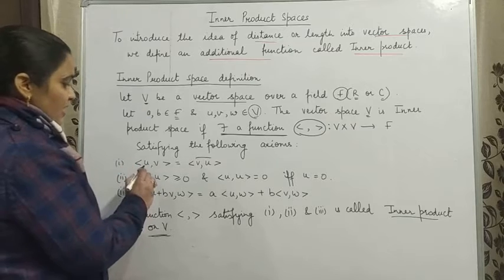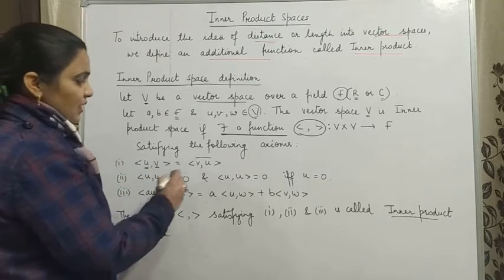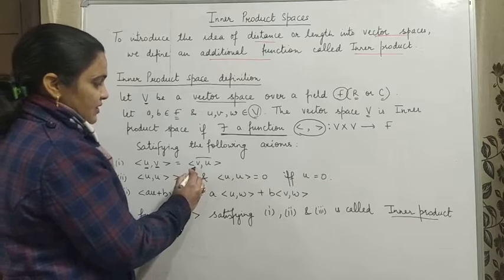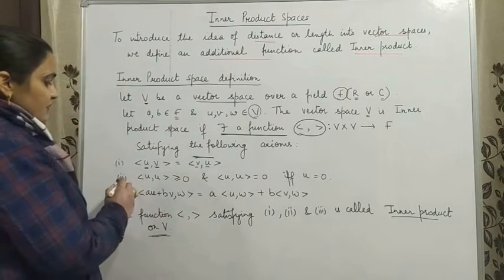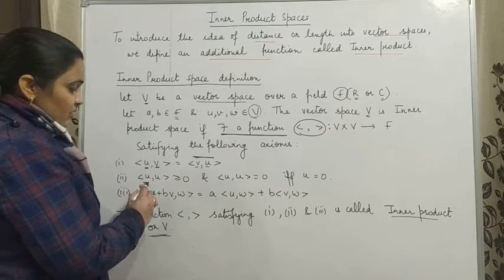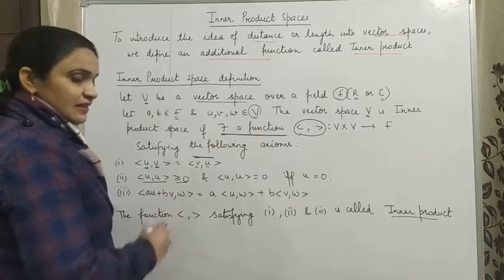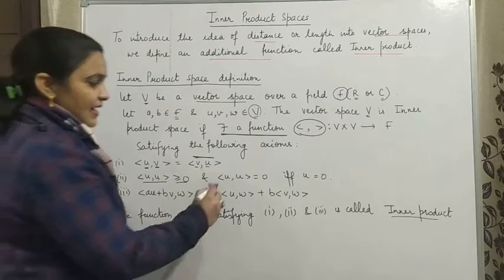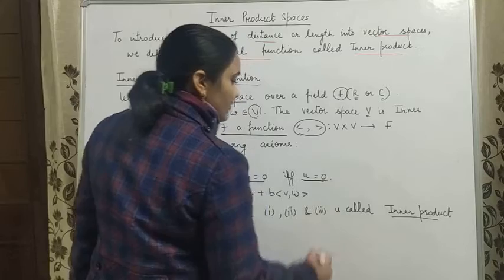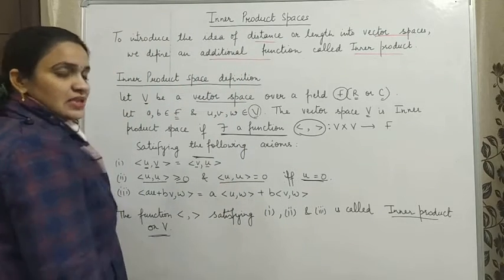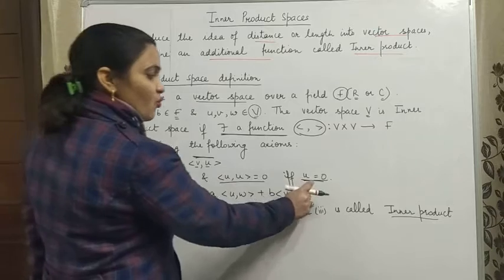First axiom is inner product of vector u with v is equal to inner product of vector v with u, conjugate. Clear? Next is the inner product of vector u with u is always greater than or equal to 0, and it is 0 if and only if u is 0. अगर वेक्टर 0 है तभी आपके पास इनर प्रोडक्ट 0 होगा, और अगर इनर प्रोडक्ट 0 है तो वेक्टर itself is 0.